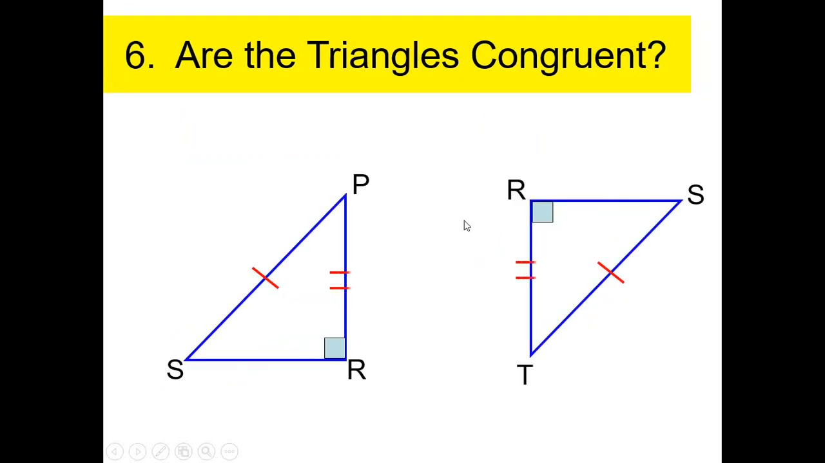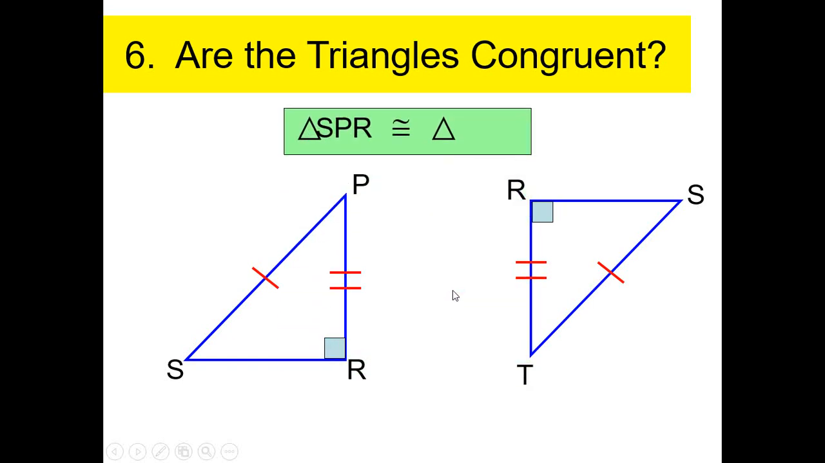Okay, last one. So it's got a right angle. That tells me right away that I need to look at it and ask myself what question. Yes, I have to ask myself, is it hypotenuse leg? So I ask myself that, and I'll look to see if the hypotenuse is marked, and it is, and the leg is marked. They are. So it's HL. All right? HL. Very good. You're a superstar.